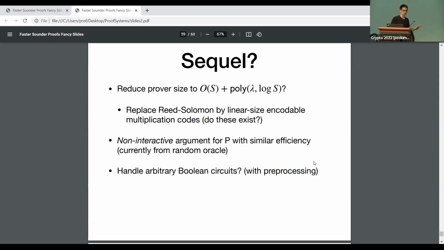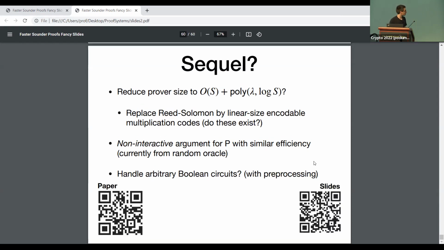Finally, there is this whole issue of the nice circuits. One could definitely hope to handle arbitrary Boolean circuits, especially if the verifier is doing some pre-processing. That's the last open question for now.